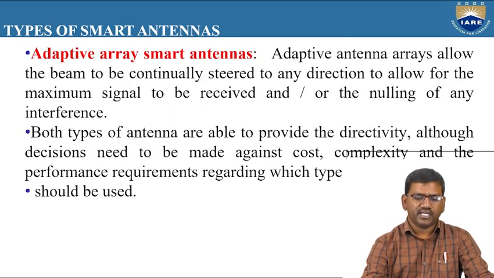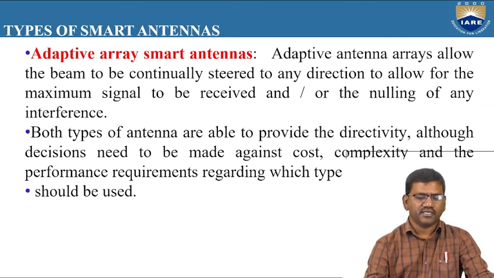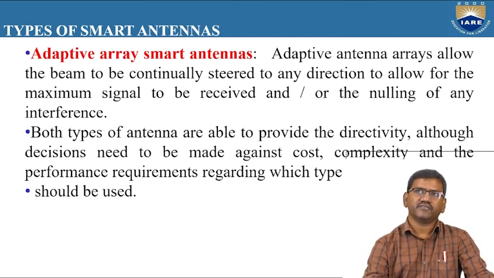And adaptive array smart antennas, adaptive antenna arrays follow the beam to be continually steered to any direction to allow for the maximum signal or the nullifying of any interference. So one of the basic advantages of this adaptive array system is that interference becomes very less.